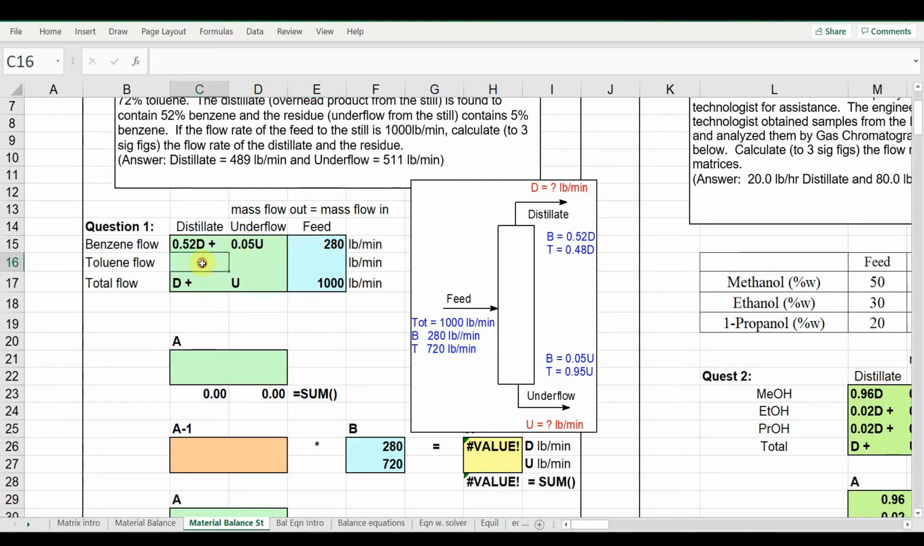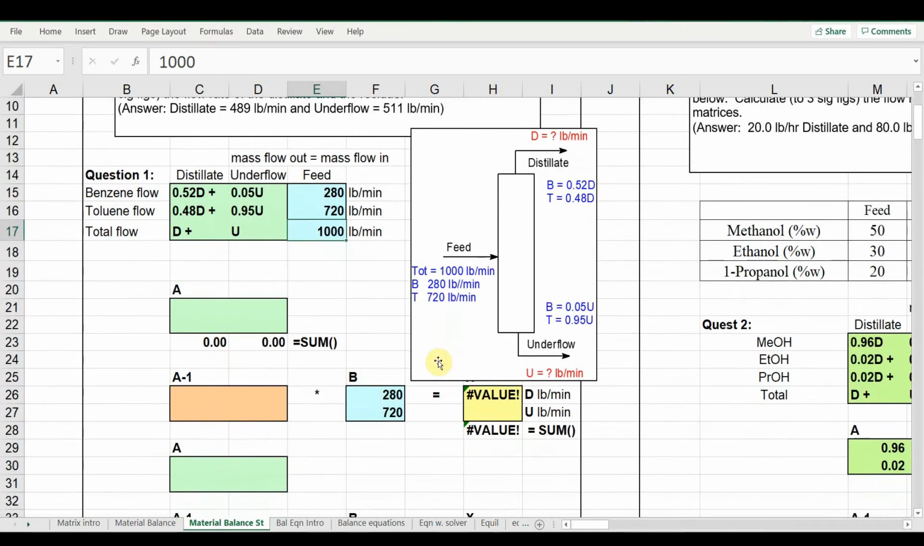Now we can do the same for toluene. What's the flow of toluene from the distillate? We don't know, but it's 48% of the distillate. We can write 0.48 times the flow of distillate, plus, what's the flow of toluene in the underflow? It's 95% of the underflow, 0.95 times U. And the total flow of toluene we determined was 720 pounds per minute. So we actually have three mass balance equations that have the same two variables. Pick any two to solve it. Let's take the first two.